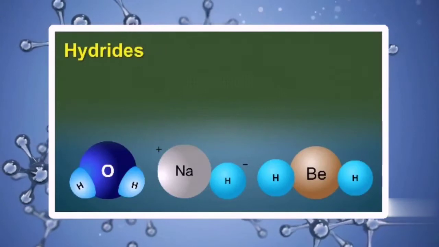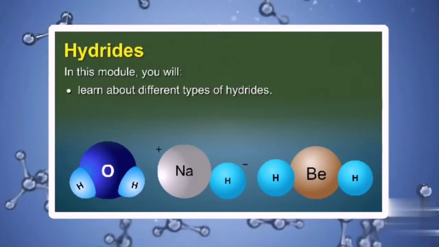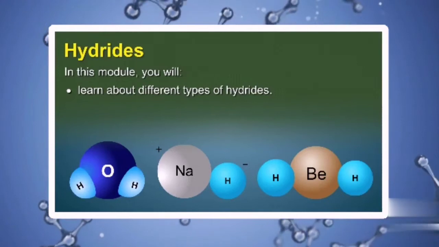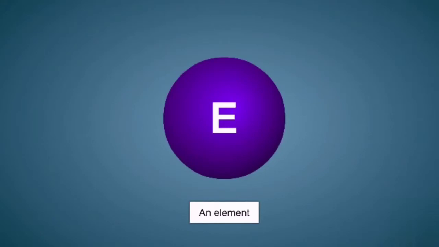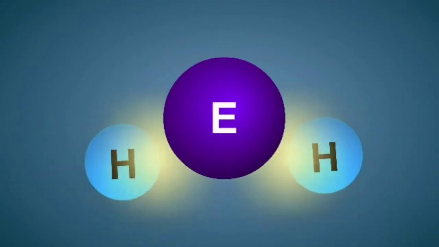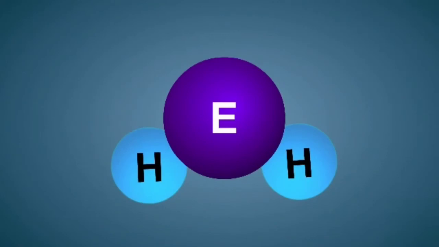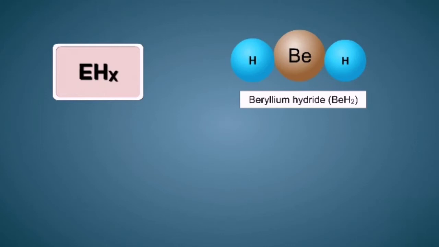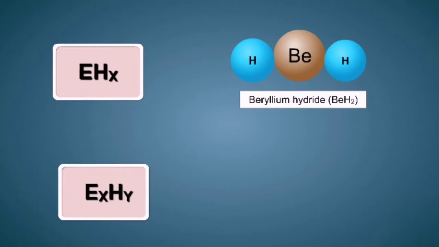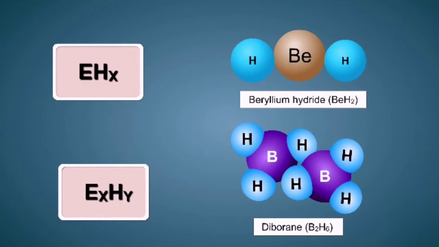Good morning, children. Today we are going to learn about different types of hydrates. Dihydrogen has the ability to combine with elements to form binary compounds known as hydrates. These hydrates are expressed as EHX, for example, beryllium hydrate BeH2, or EXHY, for example, diborane B2H6.